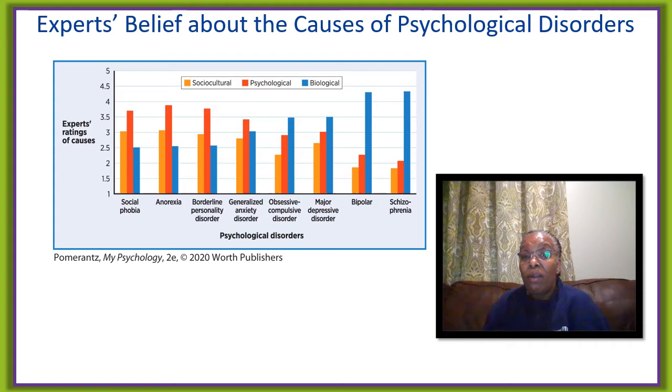However, even for disorders that received a high rating in one of the three categories, the other two categories were still endorsed. An example for that we could talk about is schizophrenia. Schizophrenia was rated as highly biological, but its ratings for psychological as well as sociocultural factors were above the bottom of that scale. Generally speaking, this pattern endorses a biopsychosocial model in which neither biology, psychology, nor sociocultural context can be ruled out as a contributing factor to any of the disorders.